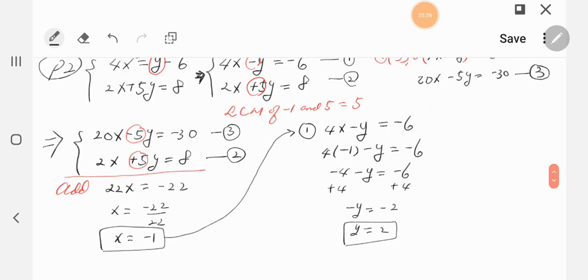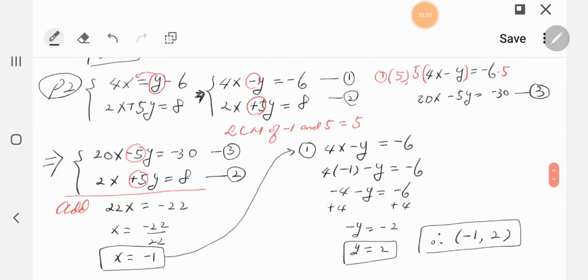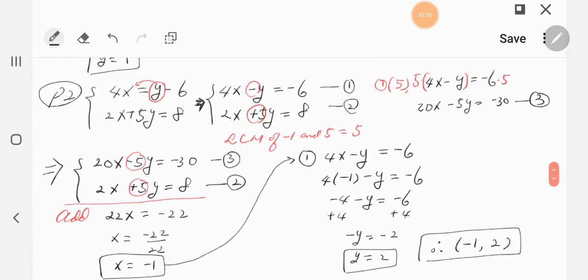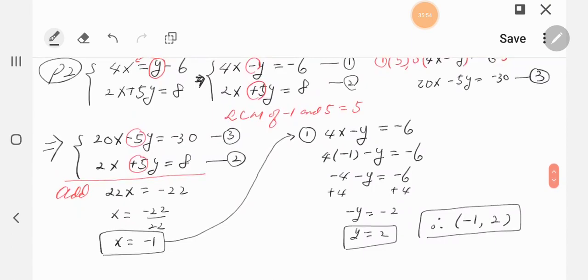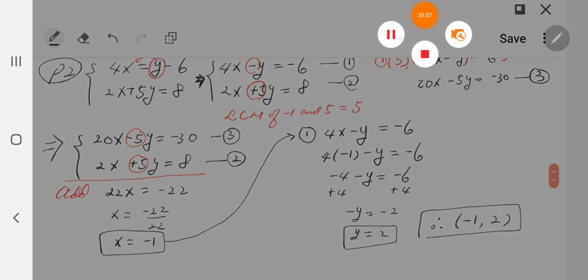So we got the solution. So the solution is what? X is negative 1 and y is 2. Now let's check if this is correct. X is negative 1. Then from equation 1, 4 times negative 1 is negative 4, right? Negative 4 minus 2 is negative 6. Yeah, equation 1 is true. How about equation 2? X is negative 1, then negative 2 plus 10 is 8. Yeah, this is correct. Okay, let's try example 3.